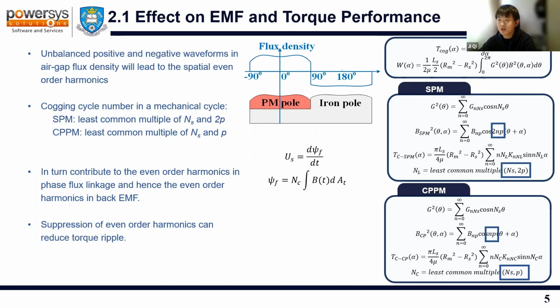For the SPM machine, the cogging cycle number in a mechanical cycle is the least common multiple of slot number and pole number. However, for the consequent pole machine, it is the least common multiple of slot number and the pole pair number. Also, the even order harmonics in the flux density will in turn contribute to the even order harmonics in the phase linkage and hence the even order harmonics in the back EMF. So to suppress the torque ripple, we need to suppress the even order harmonics.